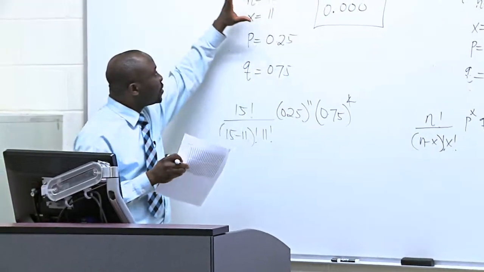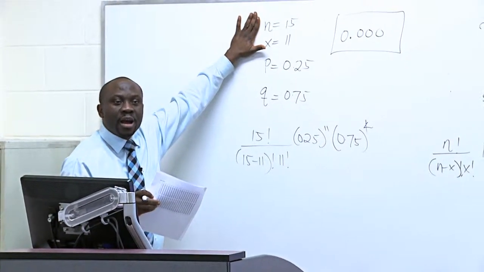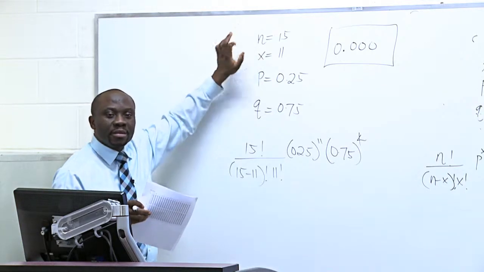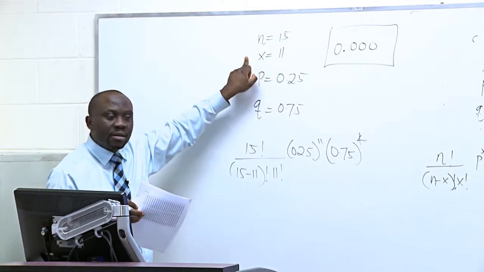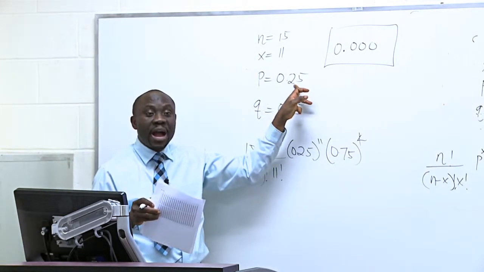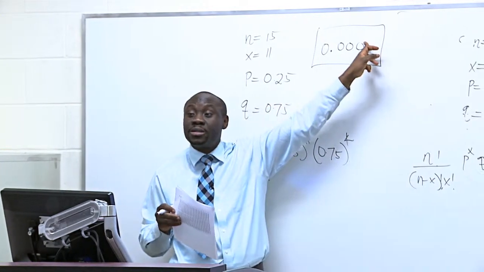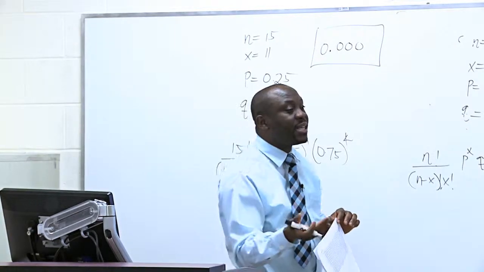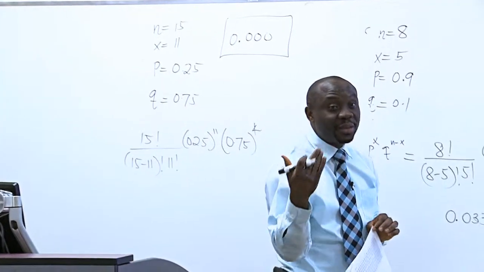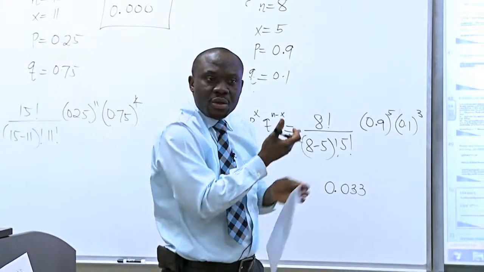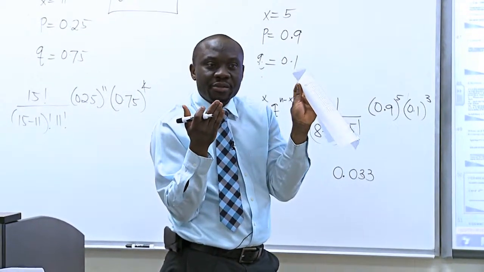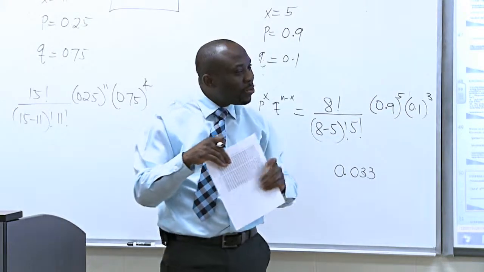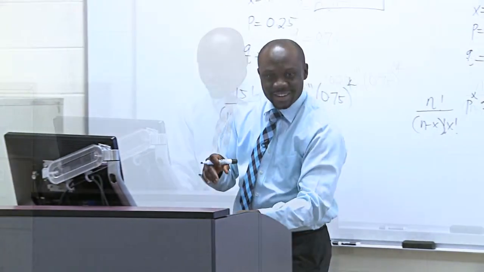How about this one? N is 15. This is 11. P is 0.25. You get 0.00000. That means if we see any binomial probability question, you can use this table to figure the answers out, right? So from here, let's look at some binomial problems from our textbook.